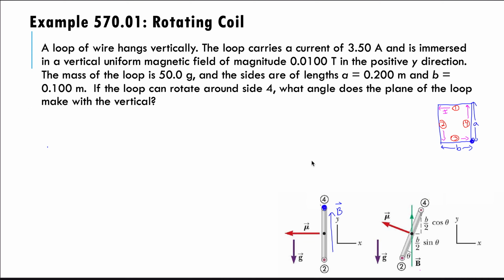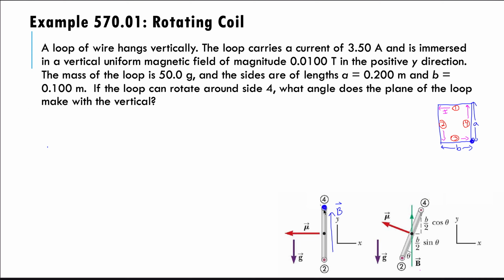So you might be thinking, well, if it's rotating, wouldn't the angle keep changing, right? But what's going to happen is that it's actually going to make a specific angle when it's in static equilibrium, because it's going to be rotating one way due to the magnetic field, but then it's going to be rotating the other way due to the gravitational force. Let's take a look at those rotations.